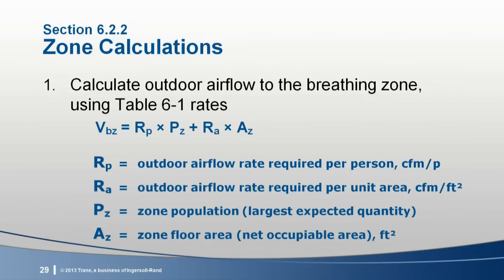This includes 2 components. First, the people source outdoor airflow rate, which is called R sub P and is quantified in terms of CFM per person. And second, the building source outdoor airflow rate, which is called R sub A and is quantified in terms of CFM per square foot. Then we determine the peak population for the zone, P sub Z, and floor area, A sub Z, and solve this equation to find the required outdoor airflow for the breathing zone.